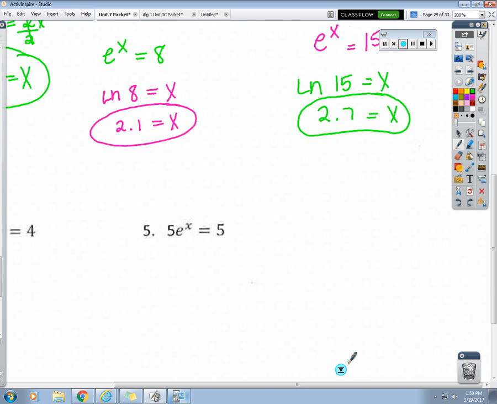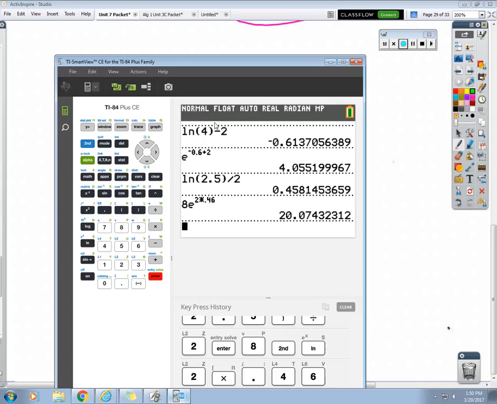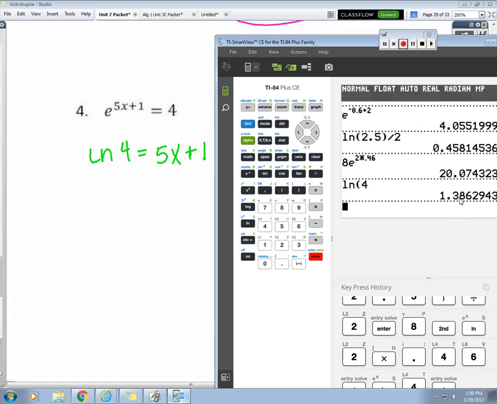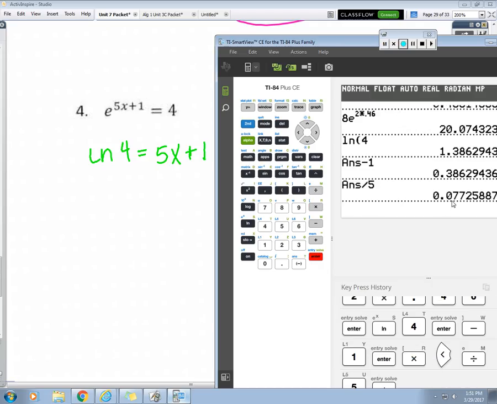Okay, number 4. The first thing you do is rewrite it as a natural log. So ln of 4 equals 5x plus 1. Okay, then we know the next thing we're going to do is subtract 1, correct? So watch how I do this on the calculator. First, I'll type in the left side, ln 4, okay? And I hit enter. I have 1.38. I'm now going to subtract 1 from that value. And then what am I going to do to that value? Divide it by this 5. And you get 0.077, so 0.08.